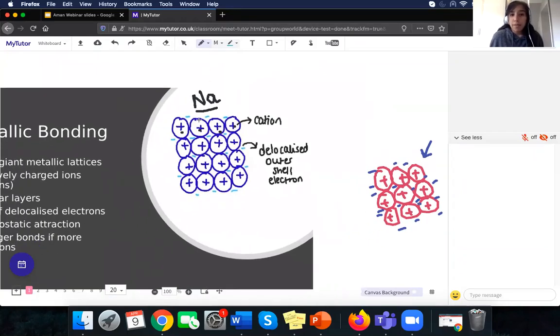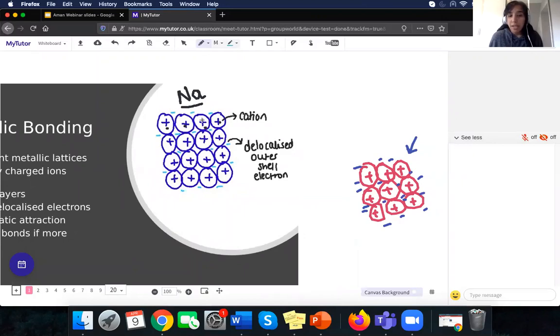Someone's asking, can metals or can these ions be negative? Metals will never be negative, they're always positive, because with metals they always have quite a few electrons in their outer shell, so it's easier for them to lose electrons than to gain electrons. So metals prefer to lose electrons and therefore become positive. Non-metals prefer to gain electrons and become negative.